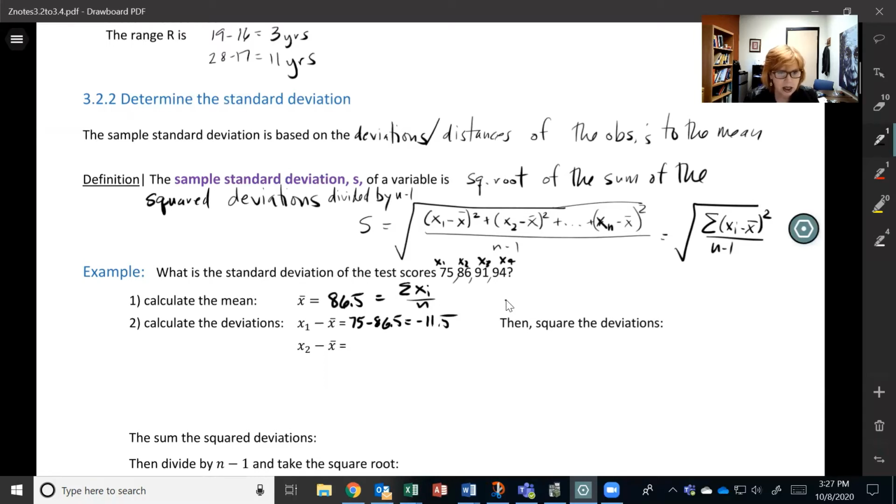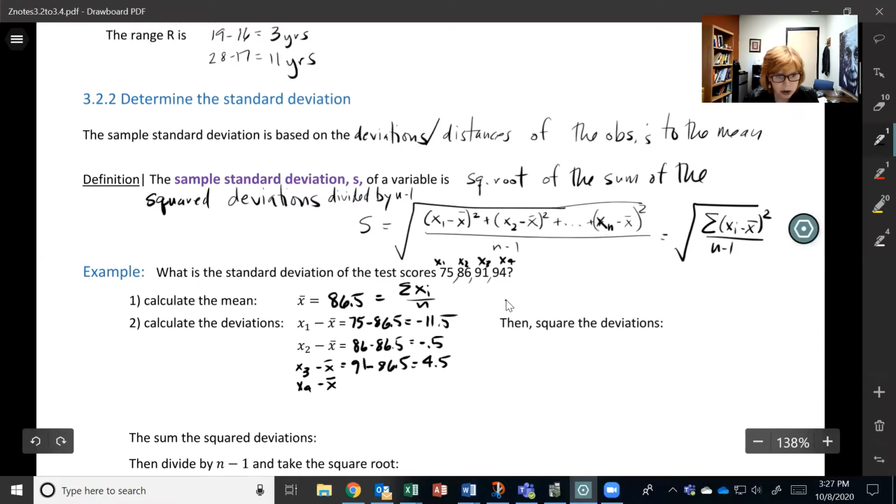And then x2, that's 86. We take 86 minus 86.5. That is negative 0.5. And x3 minus x bar, this is 91 minus 86.5, and this is 4.5. And then x4 minus x bar, this is 94 minus 86.5, and this is 7.5. So these are my 4 deviations.